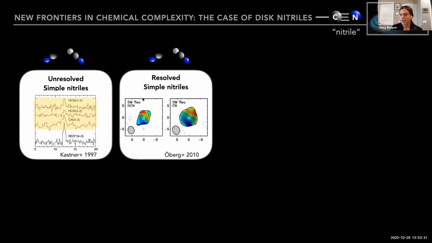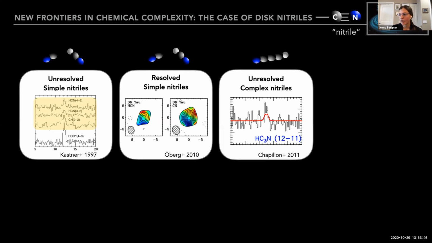Then a decade or so later, we were able to actually map the emission of these more simple nitrile species on the sky. So here again, we're looking at HCN and CN, but instead of just a single spectrum, we now get this nice image of the emission. Around the same time, we were able to measure the emission of more complex nitrile-bearing species in disks, but again, in a spatially unresolved way. So this is cyanoacetylene. Again, we have a single spectrum for the whole disk.